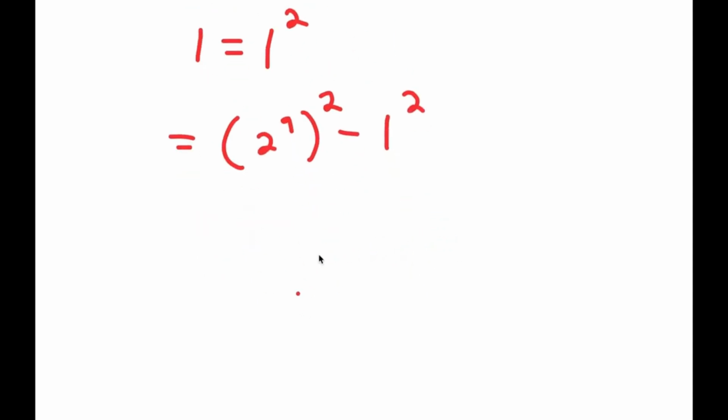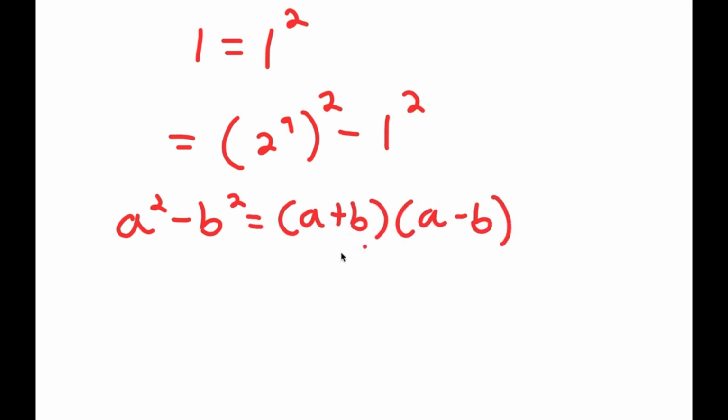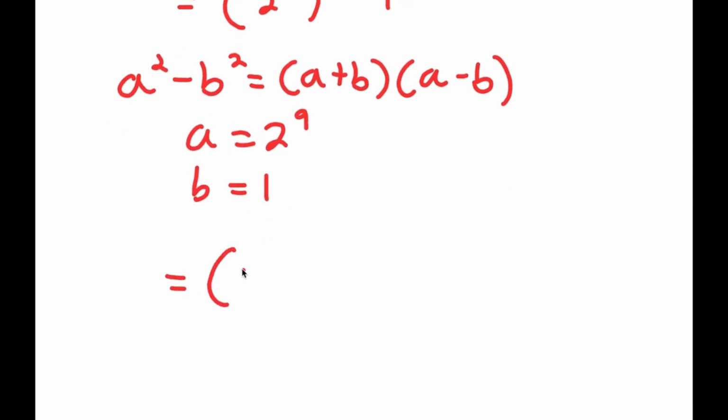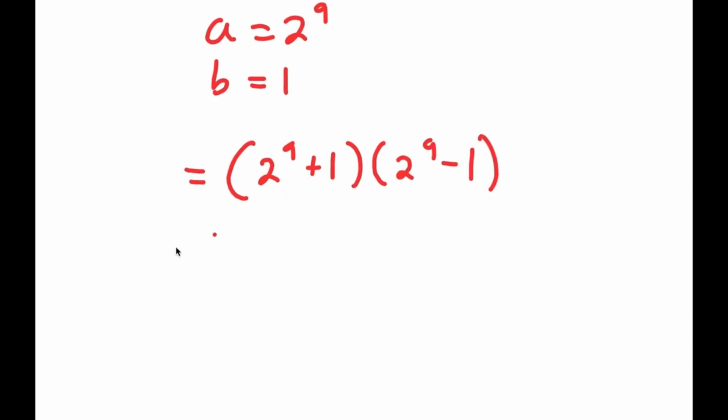And the reason I did that was because now I can use this property. A squared minus b squared is equal to a plus b times a minus b. So I have 2 to the power of 9 squared minus 1 squared. So a is 2 to the power of 9 and b is 1. So now I get 2 to the power of 9 plus 1 times 2 to the power of 9 minus 1.